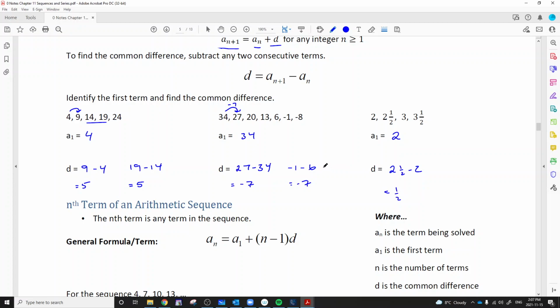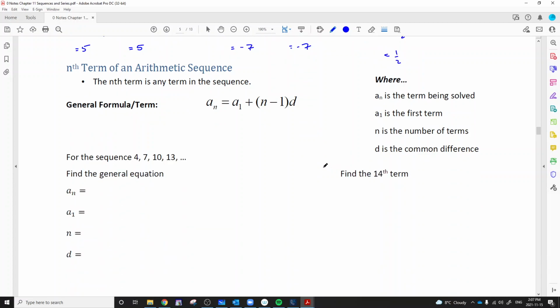All right. So now what we want to do is, instead of having to come up with some random equation where you have to look and be like, I think these are squared, or maybe these are times by 2, there is a general formula for finding any term in an arithmetic sequence. How it goes is that you can find any term, the nth term, by taking the first term always and adding your common difference a certain number of times.